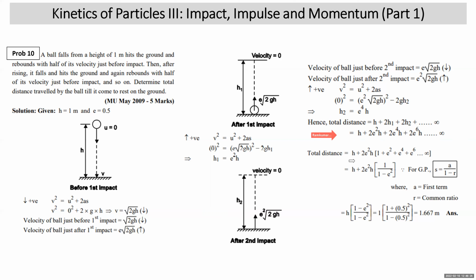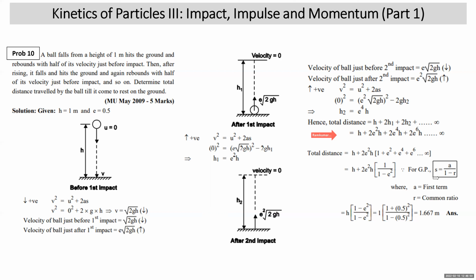Now, total distance is h plus, from the second term onwards, we can take 2e square h common: 1 plus e square plus e raised to 4 plus e raised to 6. So it reduces to a geometric progression. For a GP of this kind, what is the sum? a upon 1 minus r, where a is the first term and r is the common ratio. What is the first term here? 1. What is the common ratio? The common ratio is e square.